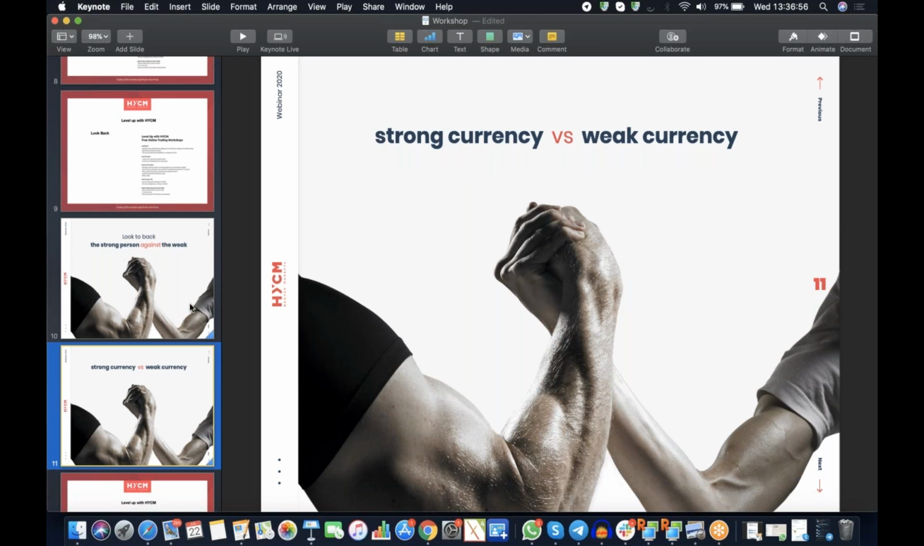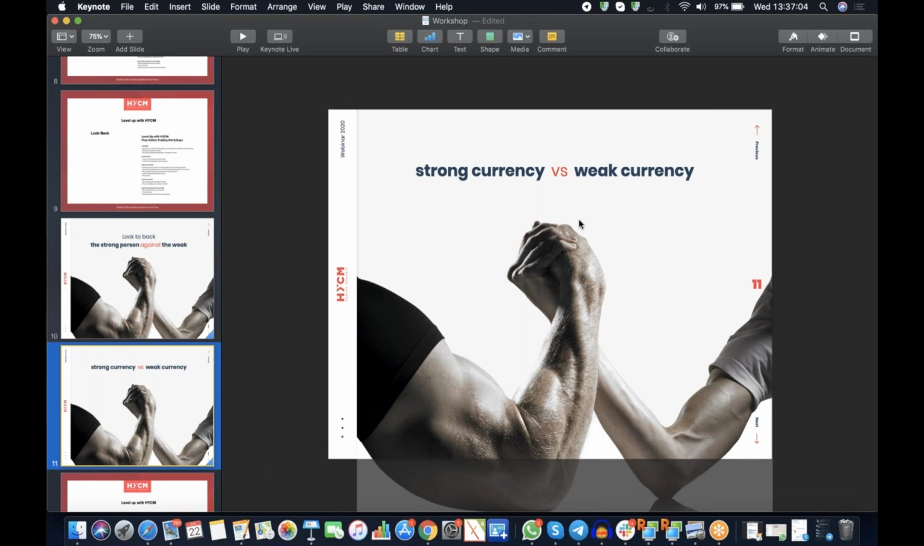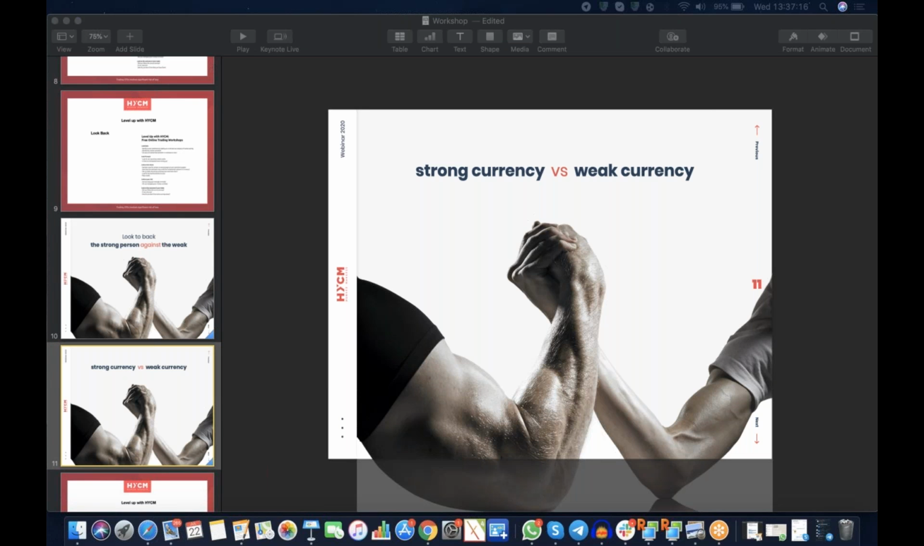So just like in this picture, we'd expect the strong arm to beat the weak arm each day for this session or maybe upcoming sessions. We're looking to find which currency is going to be the stronger, which one's going to be the weaker, and we want to pair them up together. We want to pair those currencies. So now let me just show you on the other screen.